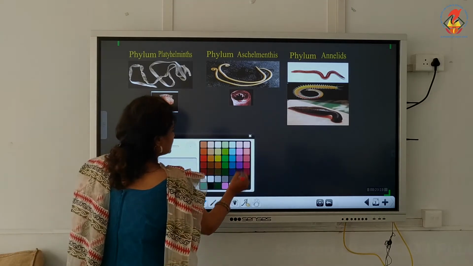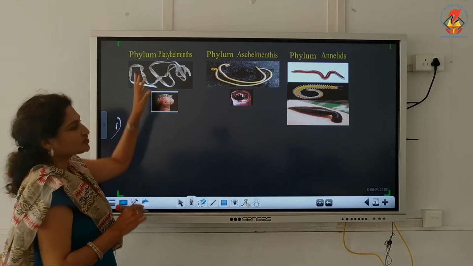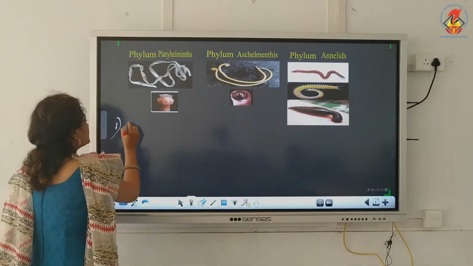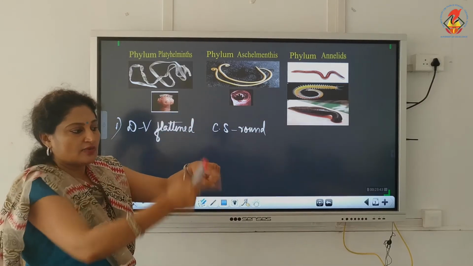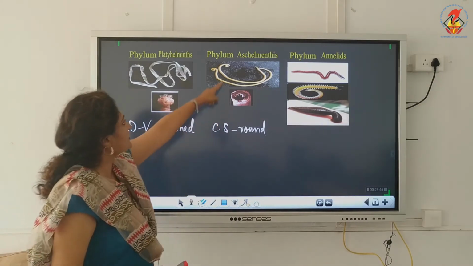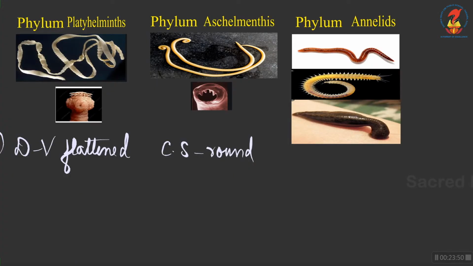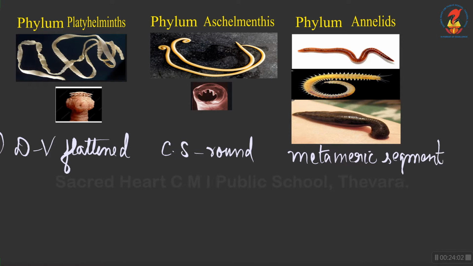So, first let us start with the distinct feature. The distinct feature of phylum Platyhelminthes is that they are dorso-ventrally flattened. The distinct feature of Aschelminthes, they are round in cross section. I mentioned earlier, when you cut a cylinder, what type of cross section do you get? Round or circular. Hence, these are called roundworms. And lastly, the feature here, you can see this type of segmentation it bears. In the previous video it was explained, the type of segmentation is metameric segmentation. That is, it is segmented both externally and internally.